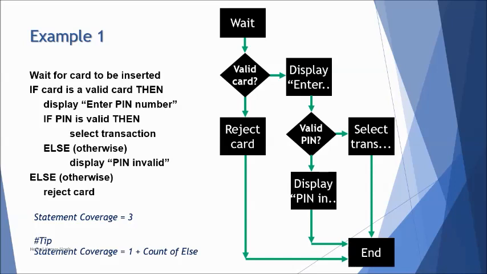We can also consider a shortcut here, which says that it can be easily done without the flowchart. All you need to do is, statement coverage is equal to 1 plus count of else. So all you have to do is count the number of else in the program, plus 1 will give you the answer for statement coverage. Let's follow both the things at the same time and also cross-check the shortcut to save your time during the examination.